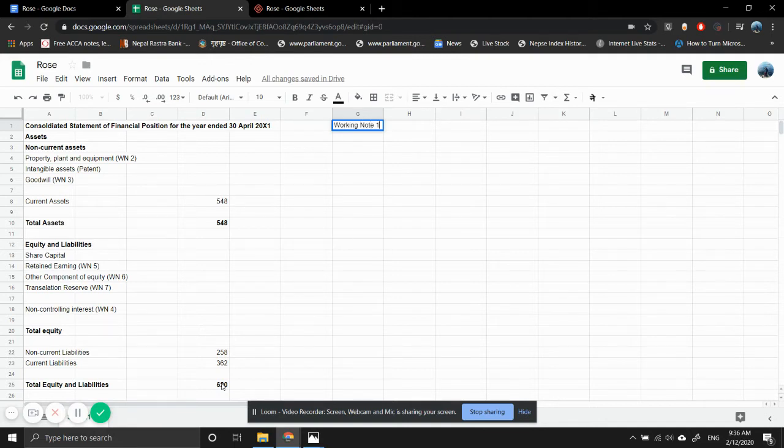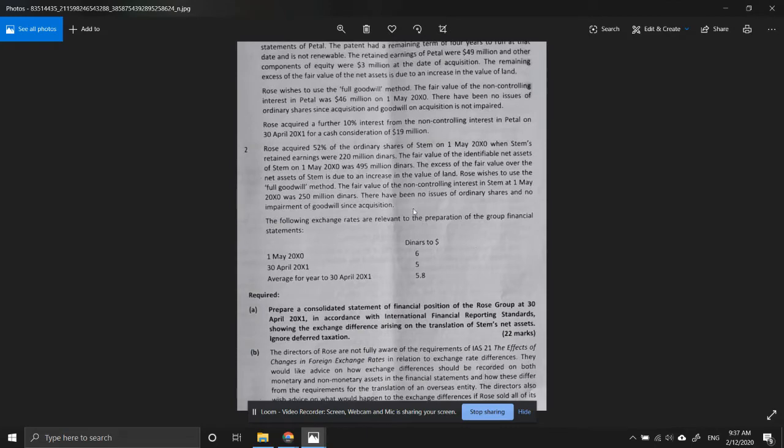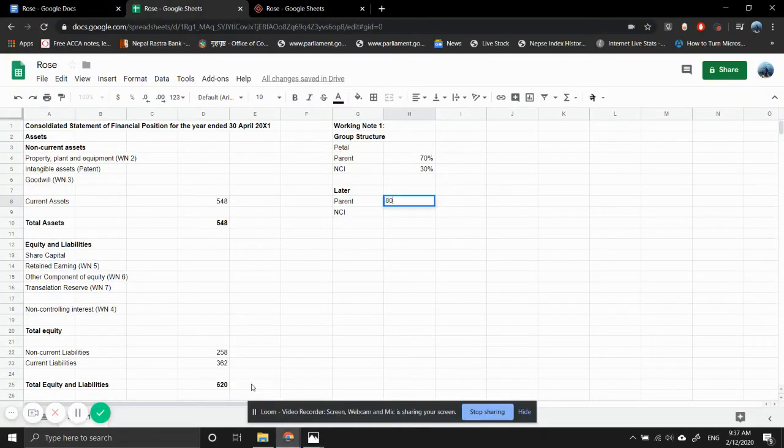Working note number 1, group structure. There are two companies, right? Petal and Stem. So in case of Petal, parent and then NCI, right? And later, same thing, and then it will be a bit different. 70%, 30%. And then later on, how much did they additionally purchase? 10%, right? So that means that will be 80 and that will be 20. 80, 20%, right?